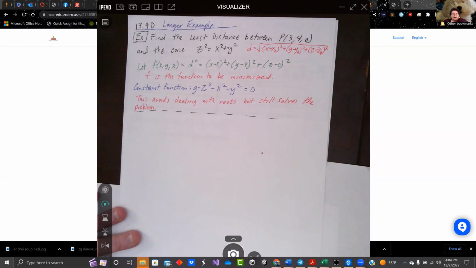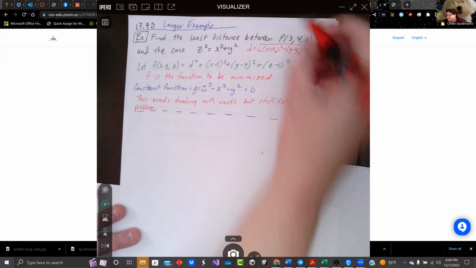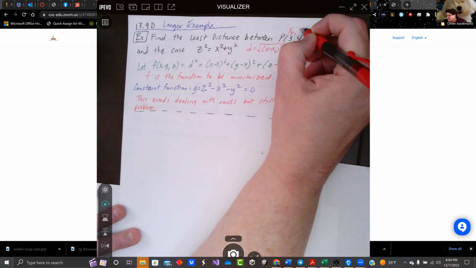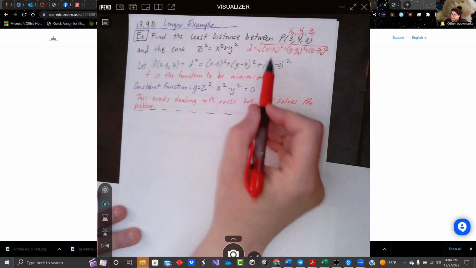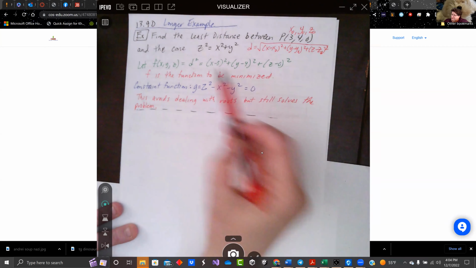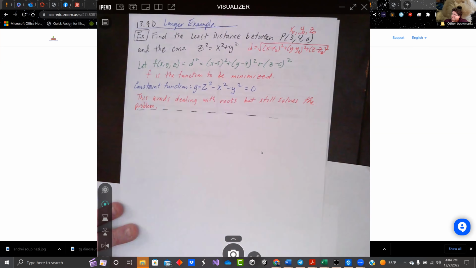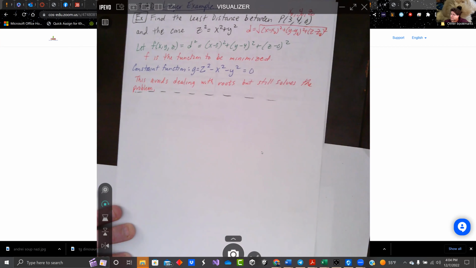So let's do that. And the cone is where our constraint is. We're looking for the shortest distance to that. No, sorry. X naught, y naught, z naught is our 3, 4, 0. My bad, I got a little hasty. And we want it to go to some point x, y, z on the cone. That's our constraint, so we'll call that g. I used z squared and I moved everything to the left side so we have it all on one side. This will, again, avoid dealing with roots.